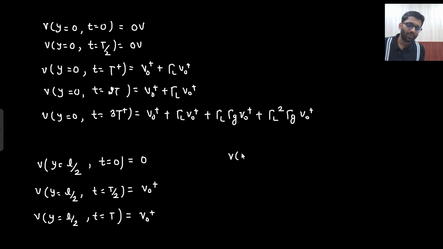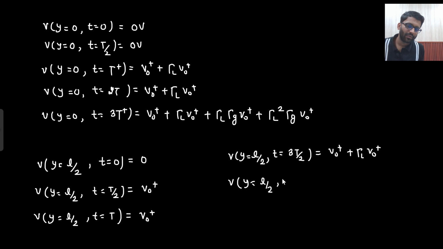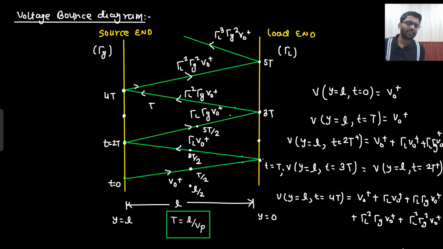So if I ask you the voltage at L by 2 and at time 3t by 2, it has V0 plus, along with that it has gamma L V0 plus. If I ask you the voltage at distance L by 2 and at time 7t by 2, then what will be your answer? This is 5t by 2, this is 3t, so this will be 7t by 2. At 7t by 2, you will have V0 plus, gamma L V0 plus, gamma L gamma G V0 plus and gamma L square gamma G V0 plus. So just looking at the bounce diagram, without even drawing this diagram, you can tell everything.